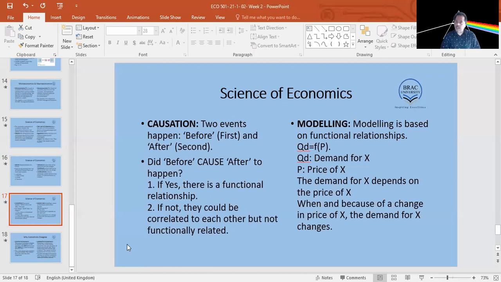Modeling, again, I said, can be done with equations, with graphs, with a table, whatever.